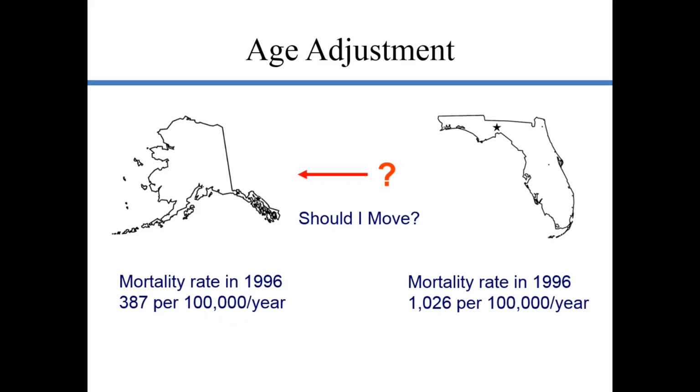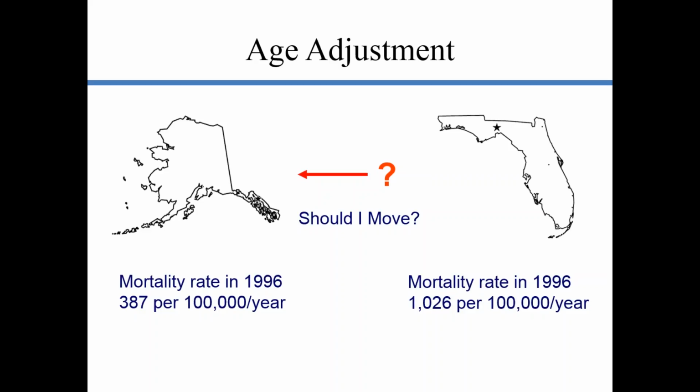Age adjustment. Since we do have different age-specific rates of disease, here's a question: should I move from Florida to Alaska? Because the crude mortality rate in Alaska looks to be about 1/3 the crude mortality rate in Florida. Florida is over 1,000 per 100,000 per year. Alaska is 387 per 100,000 per year.